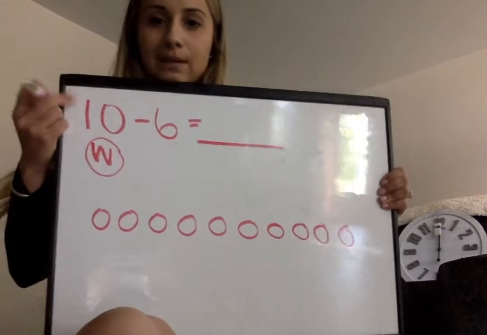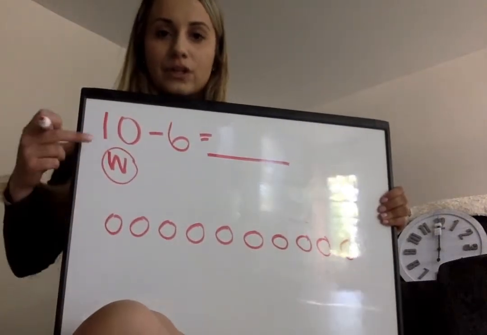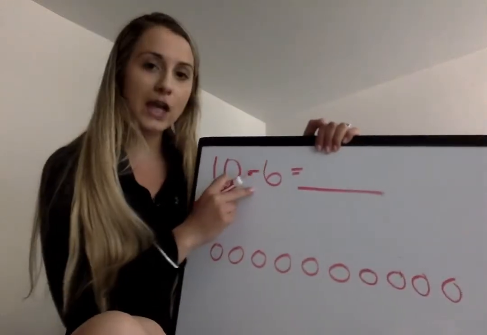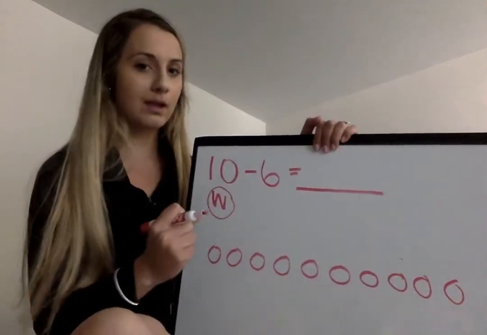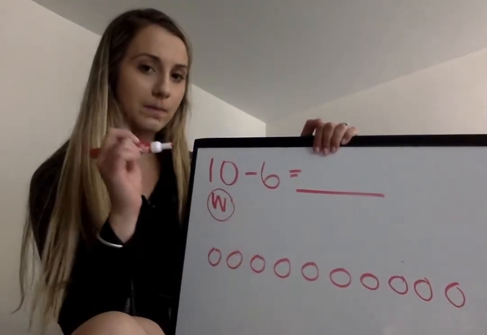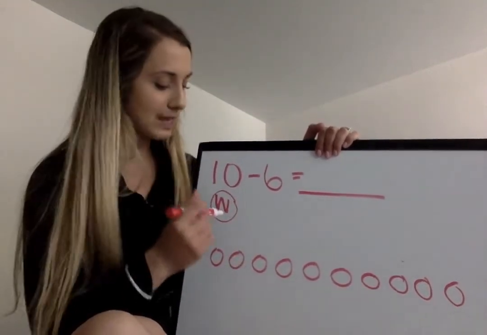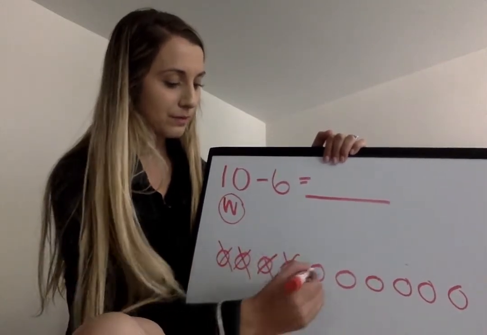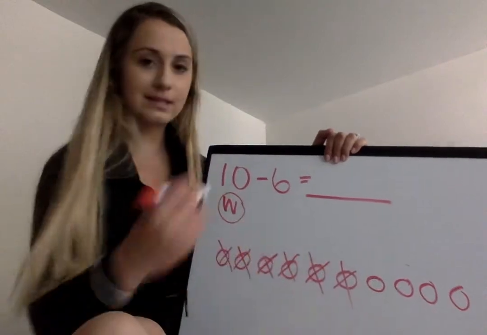So we started with 10. So we drew 10 circles. That's our whole number, our biggest number. Then we have this subtraction sign right here. That means we want to take away. And how many do we want to take away? 6. So go ahead and take your marker or your pencil, whatever you're using, and take away 6 circles. 1, 2, 3, 4, 5, and 6.